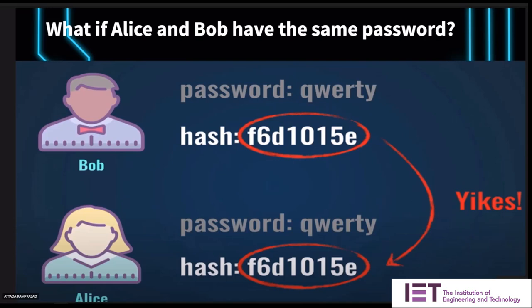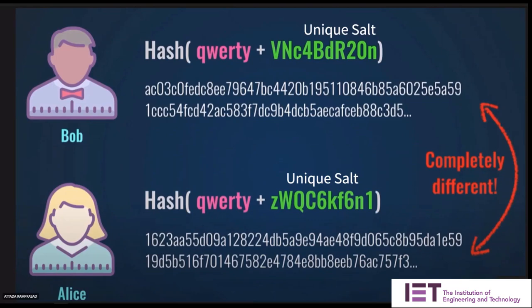To defend against these attacks, we can add what's called a salt to the password before we hash it. Now you might be thinking again, what is the salt? The salt is just some random data which is added to ensure that the hash of your password will always be unique, even though you are using the same password. So now, even if both Alice and Bob have the same password, their hashes will be completely different as both of them have a unique salt.